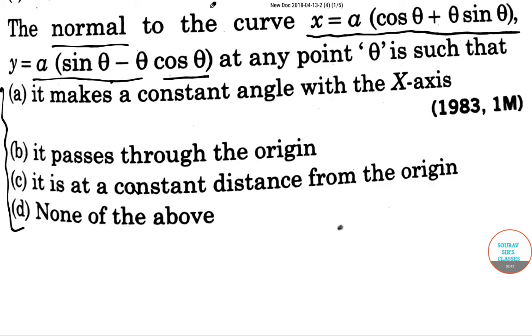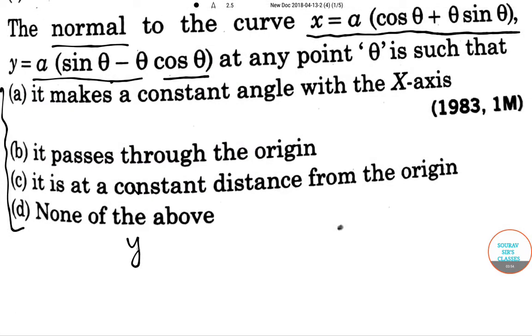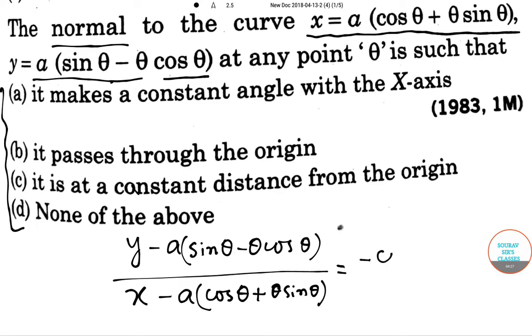So applying that formula, we can write the equation of the normal as y minus a into (sin theta minus theta cos theta) divided by x minus a into (cos theta plus theta sin theta) is equal to minus of cos theta divided by sin theta.